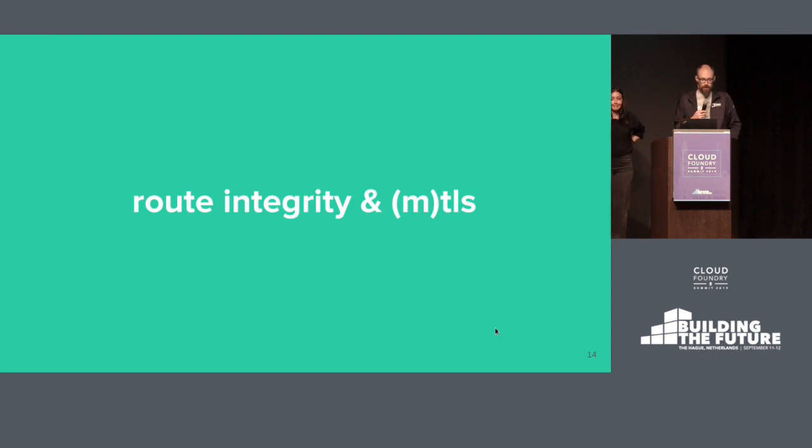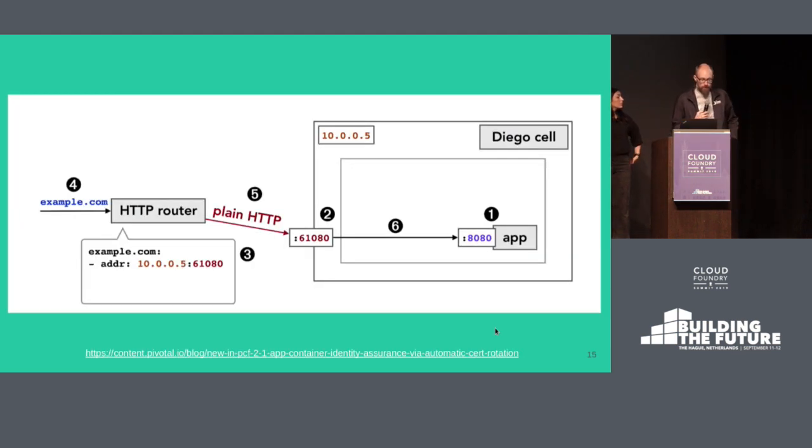All right, so one of the other feature disparities that's existed between Linux and Windows is around route integrity and mutual TLS. So before route integrity existed, the Go router would proxy connections directly to the app instance via the cell's IP in plain text to a port that was exposed on the cell. This worked fine for most cases, but as you can imagine, there's a little bit of complexity in maintaining a routing table and getting routes into the Go router.